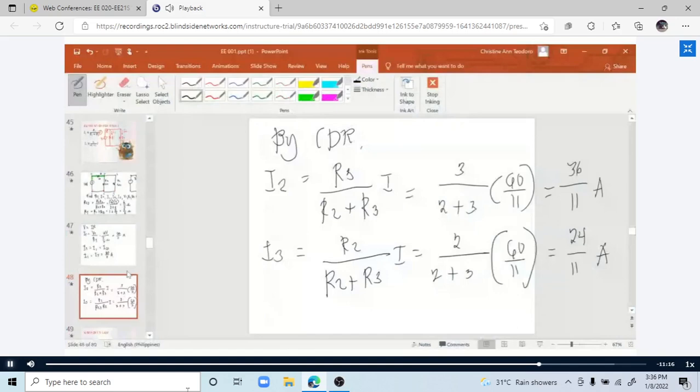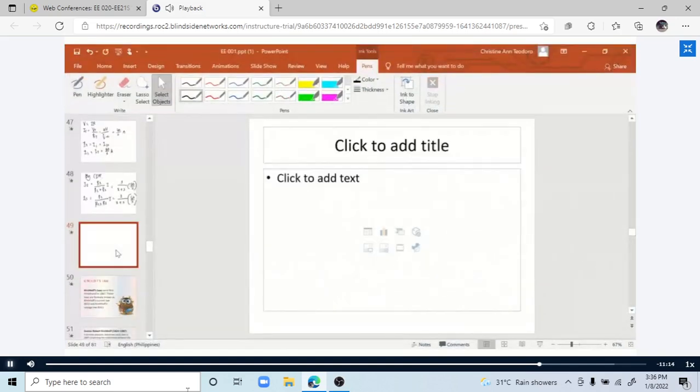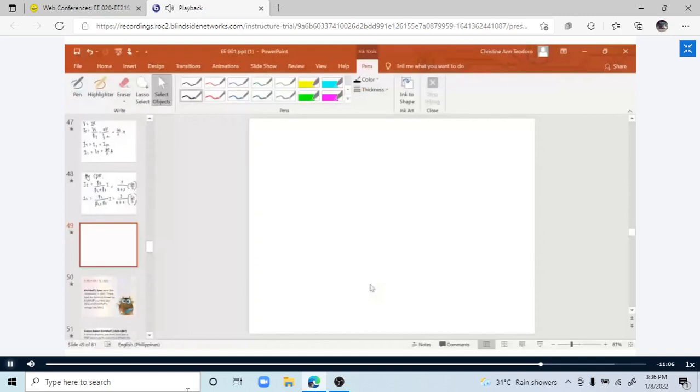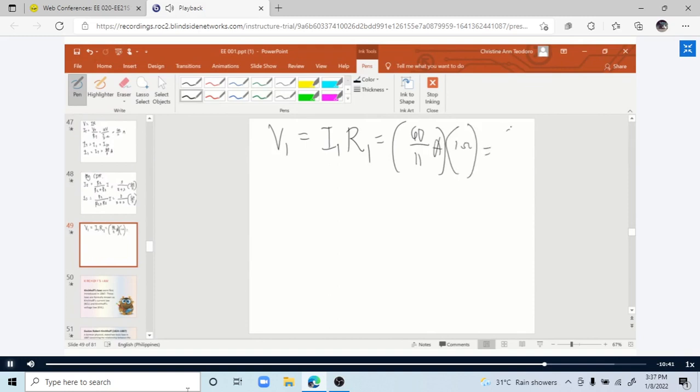Can we now get the values of V1, V2, and V3? Yes, okay. For V1, basically we know Ohm's law: V is equal to IR. So to get V1, that is I1 multiplied by R1. I1 is 60 over 11 amperes multiplied by R1, which is 1 ohm. Therefore, your voltage is 60 over 11 volts.